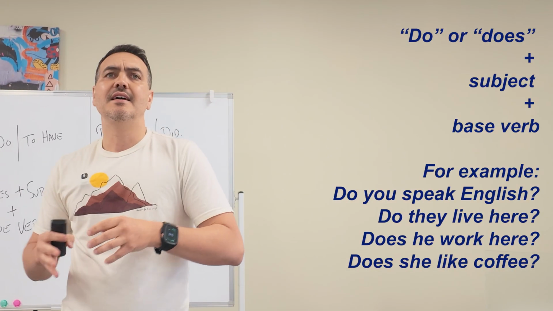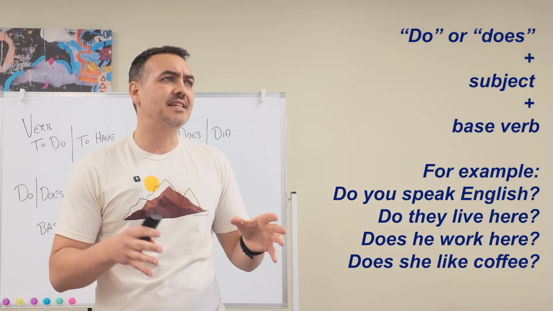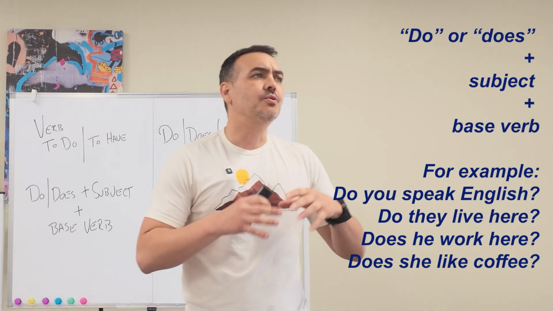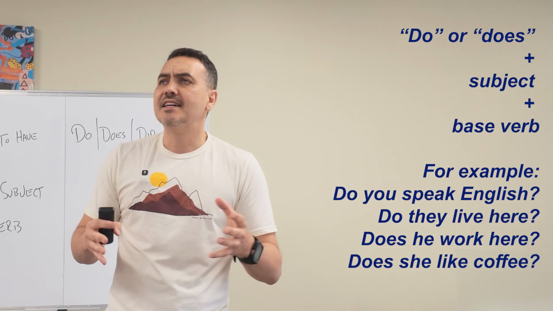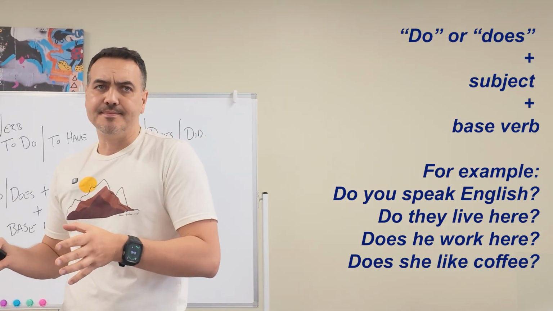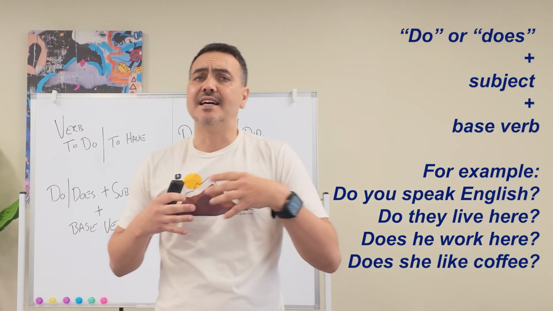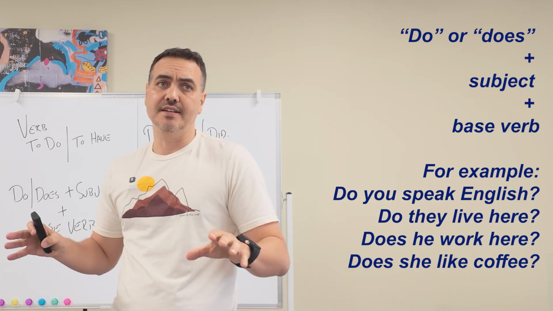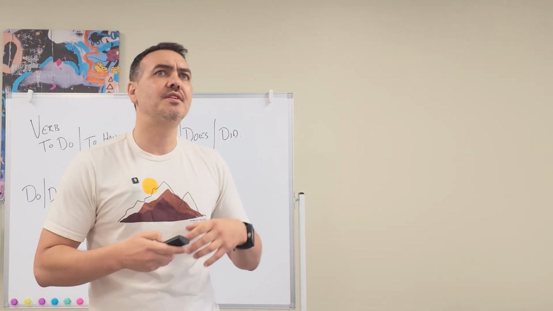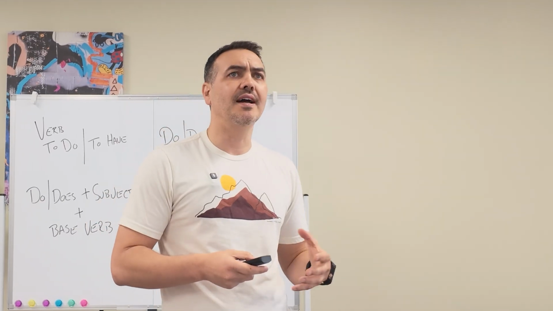Notice this one important rule. After does, the main verb stays in the base form, okay? You want to say something like, does she like coffee? You don't say, does she likes coffee, okay? The helping verb does already shows the third person form, okay?